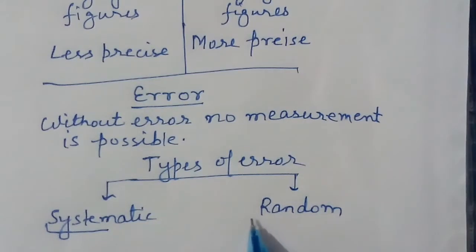Now second is random error. As it is clear from the name, it is random. Random means its cause is not known to us. Suppose we are doing an experiment related to temperature and we perform that experiment during the morning when the temperature is less and during daytime, afternoon, then there is a difference in temperature, so our readings get affected because of the change in the temperature which is not in our hand.